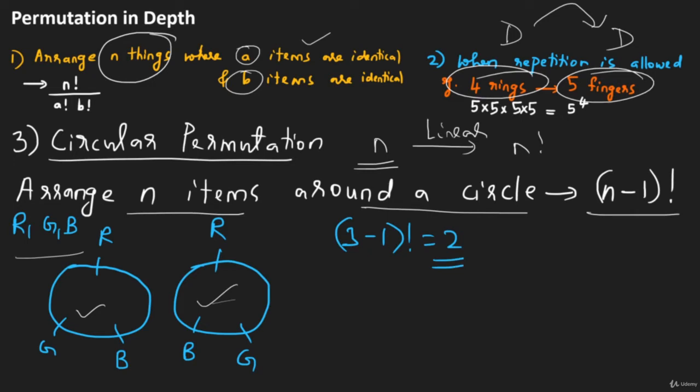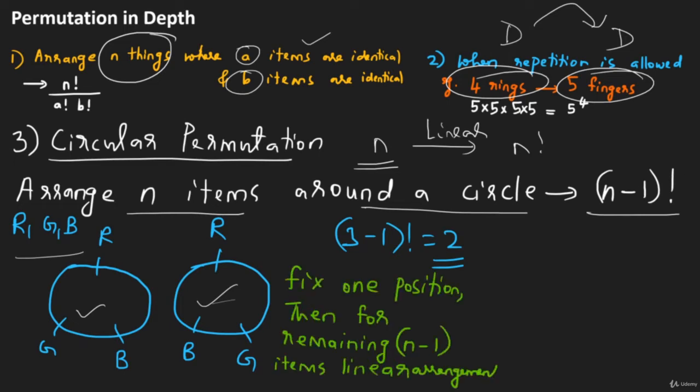Now, this also can be thought of in a different manner. The idea is fixing one position, and then for the remaining n minus 1 items, it is equal to a linear arrangement. So for example, I fix R over here, then I am left with 2 items, or 2 people, and 2 people in 2 positions can be arranged in 2 factorial ways when it is a linear arrangement.